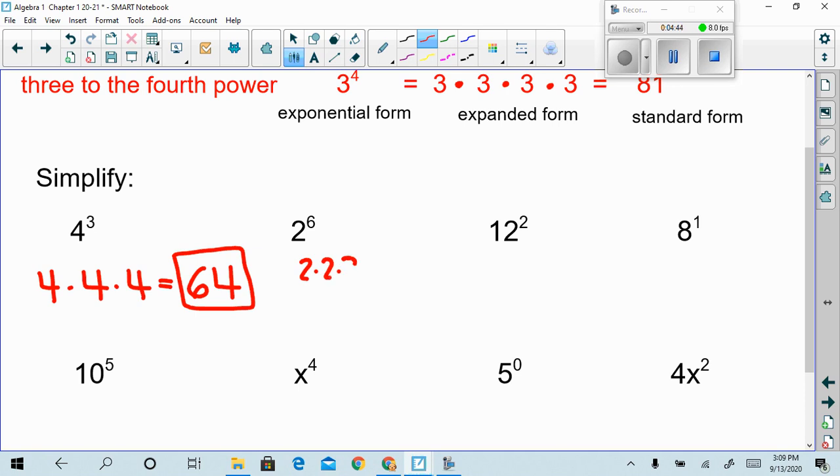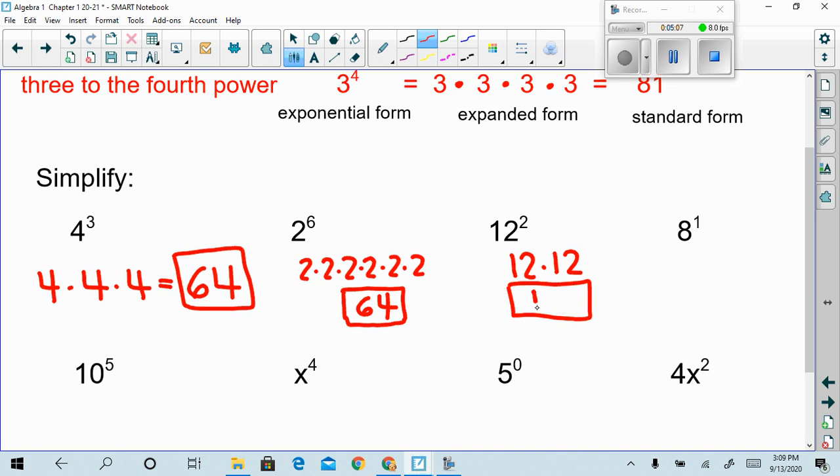2 times 2 times 2 times 2 times 2 times 2. 2 times 2 is 4. 4 times 2 is 8. 8 times 2 is 16. Times 2 is 32. And I have 64 once again. The next one is 12 squared. Well, 12 squared just says take 12 and multiply it by itself. And that gives me 144. Any number to the power of 1 is the number itself.